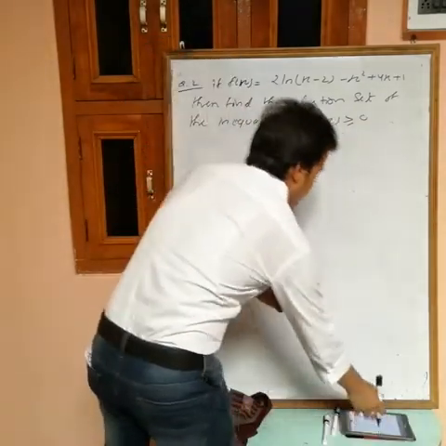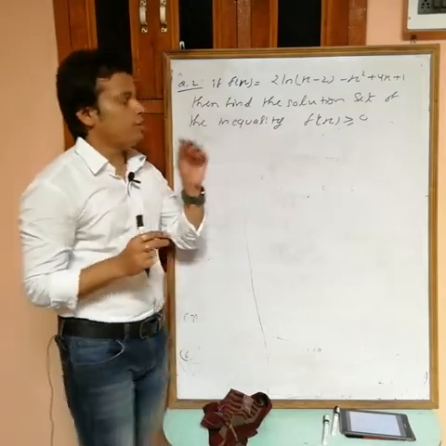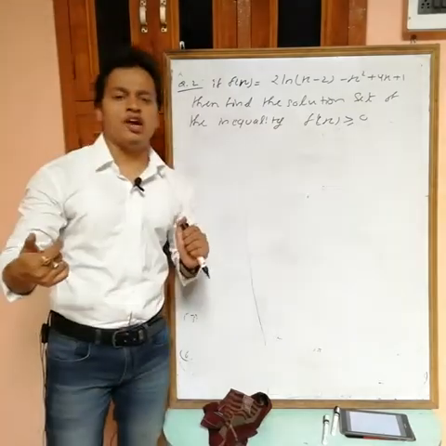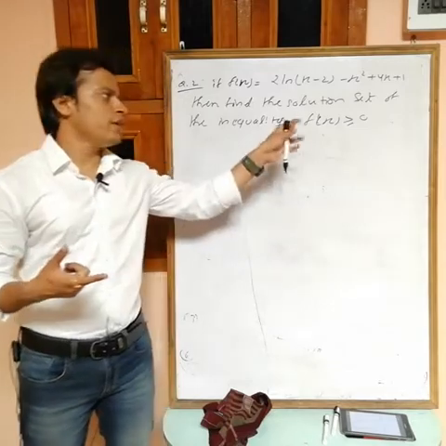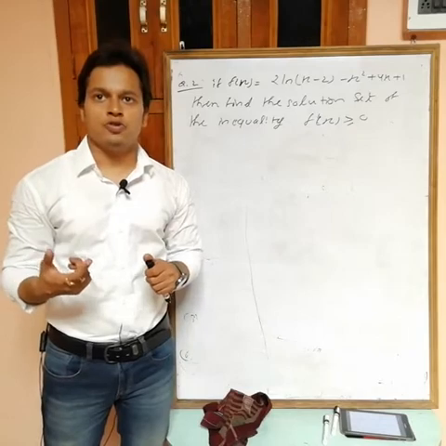Okay, try this one. f(x) is given, then find the solution set of the inequality f dash x greater than or equal to 0. Simple: first find f dash x, then put f dash x greater than or equal to 0 and find the value of x. Okay, pause and try.